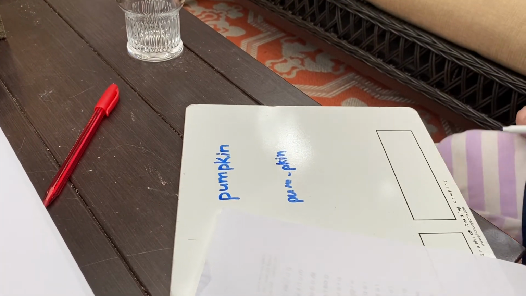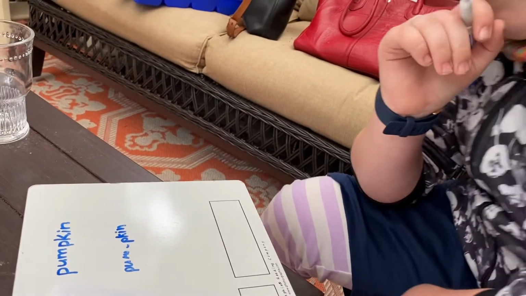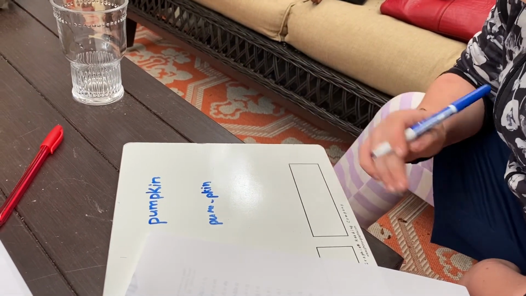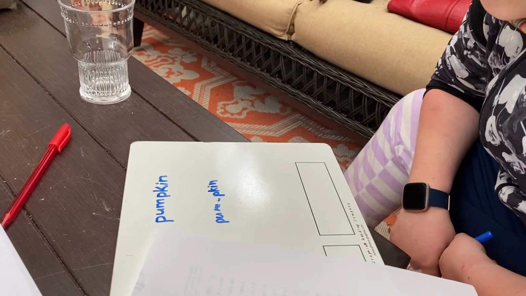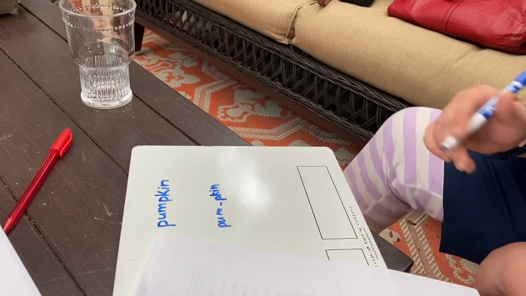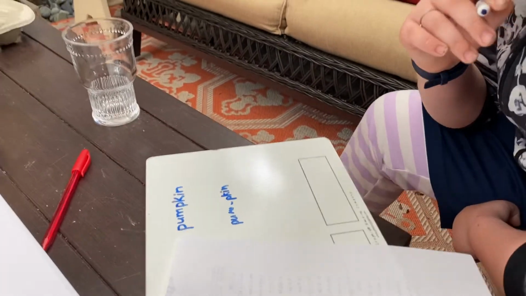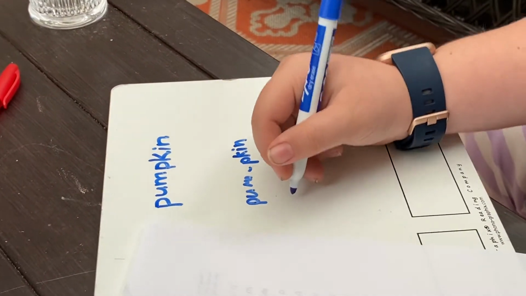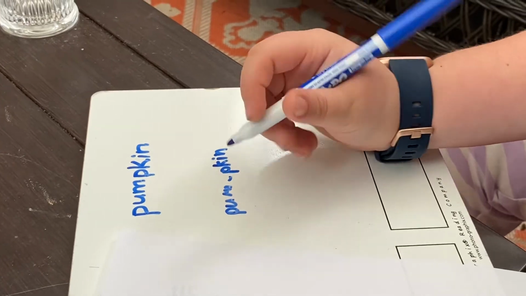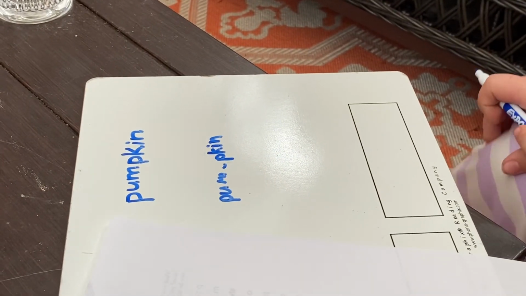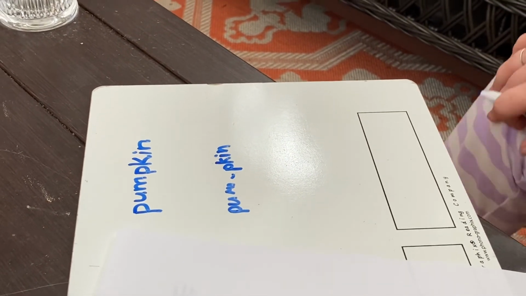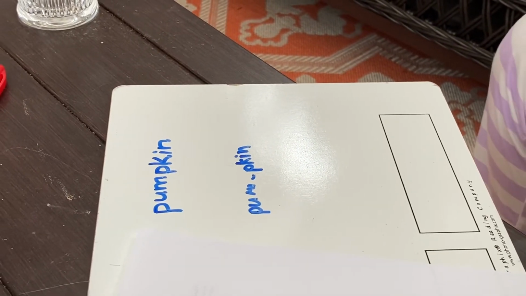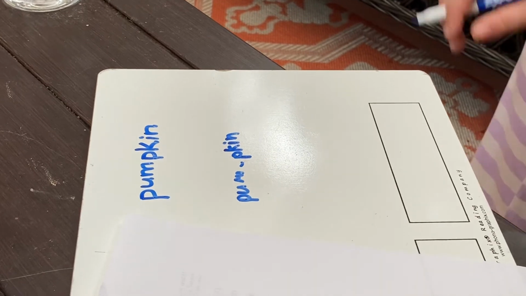Okay, so, what are you thinking about? Well, pumpkin. Are you thinking that PK didn't make sense? Because what does the first chunk say? Pump. So what would your second chunk say the way you've written it? Kin. But what would it say? Pin. Pekin. All right.